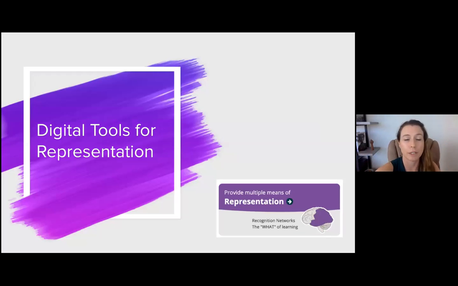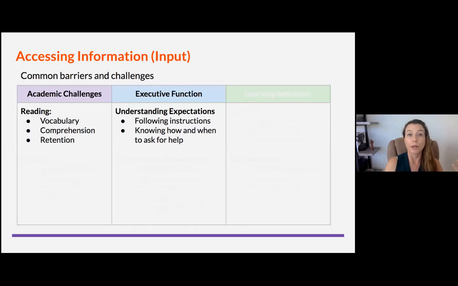I want to first start by looking at tools that can support representation. So providing multiple means of representation. Accessing information and input is one of the big challenges for our students, particularly in the online environment. So we're going to look at ways to support reading challenges, comprehension, and then some of these executive function challenges by providing multiple means of representation.